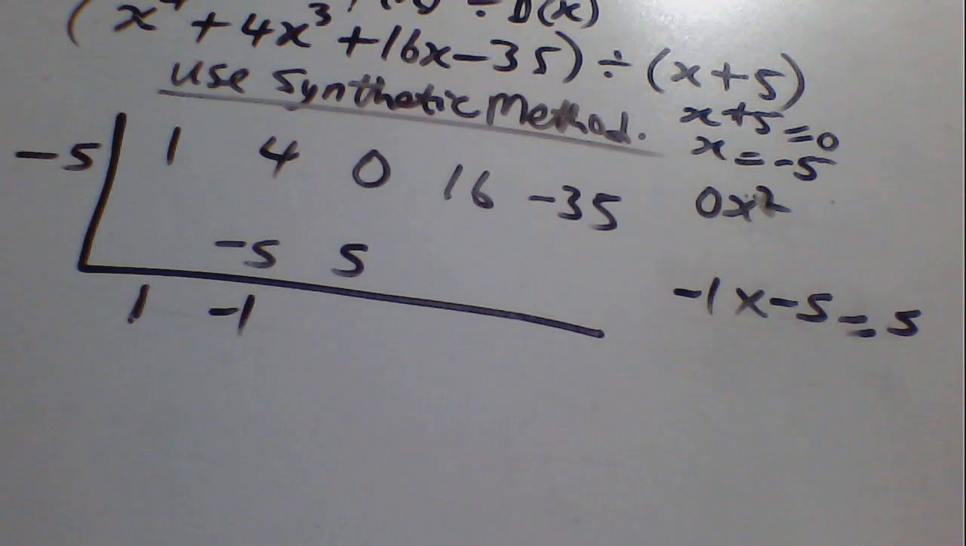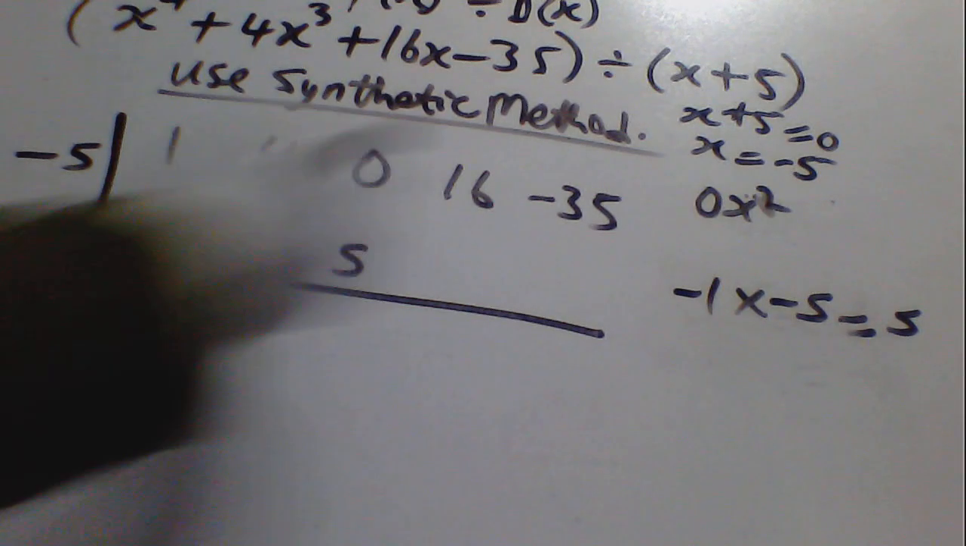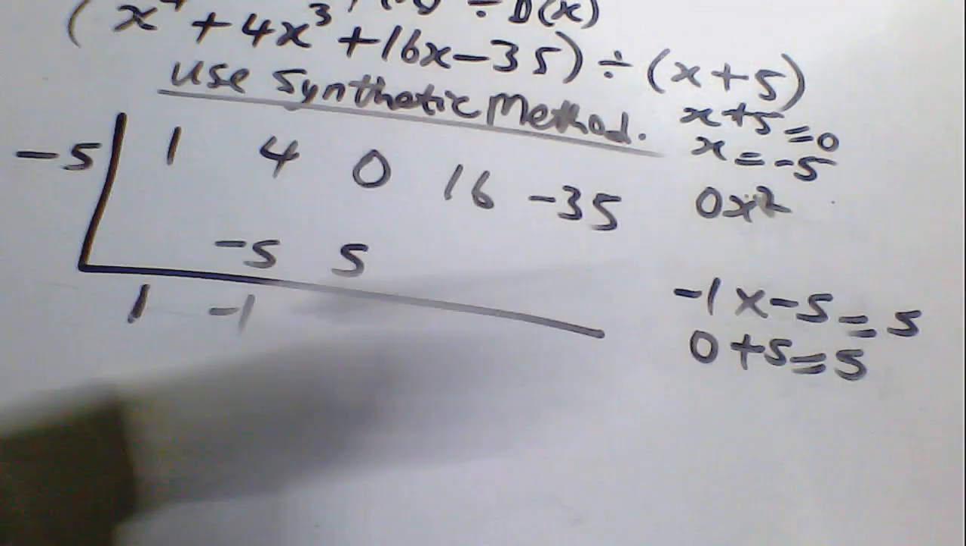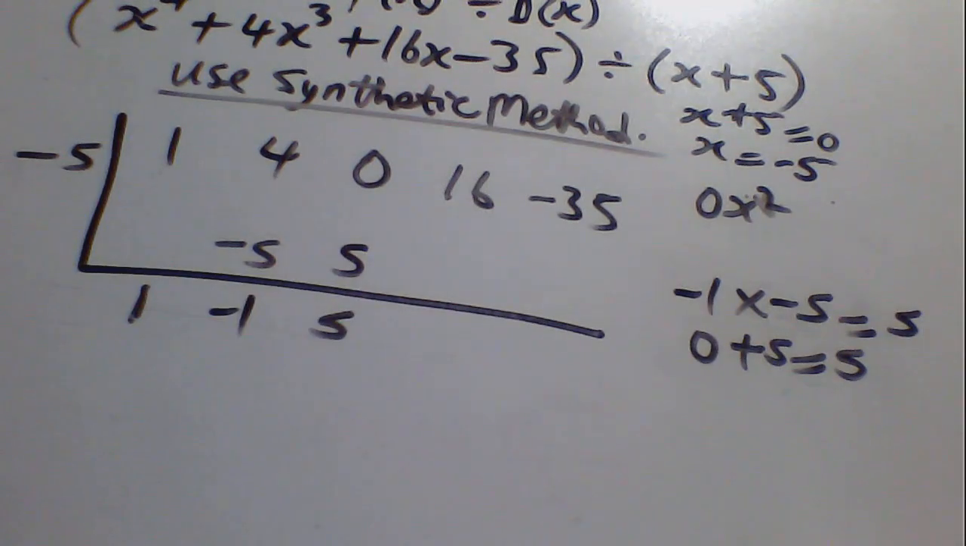That is where we have x squared, the 0 coefficient of x squared. Write it down under it. Once you do that, you sum up the values. 0 plus 5 will give us what? 5. So you write 5.